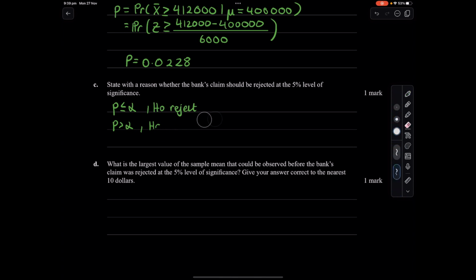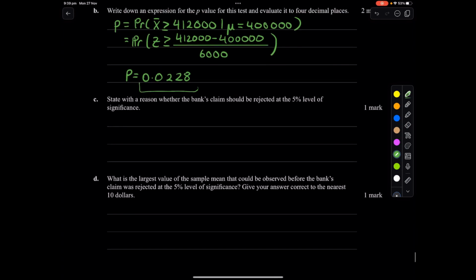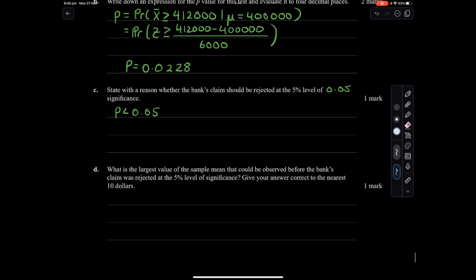So just knowing those conditions, let's think about this. Can you see our p-value over here? And our level of significance is 5%, which is 0.05. We can see that our p-value is actually less than 0.05, meaning what? We reject the null hypothesis.